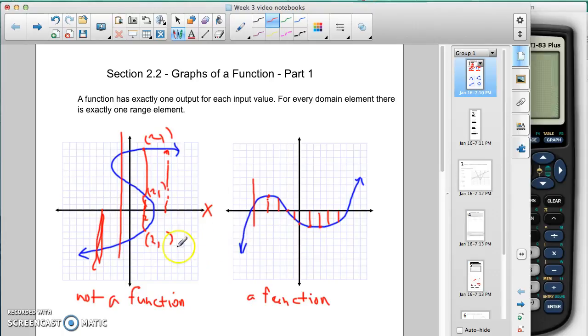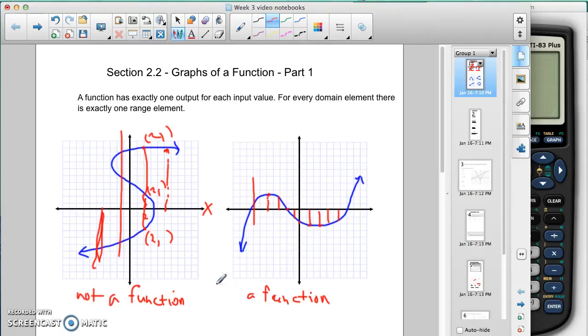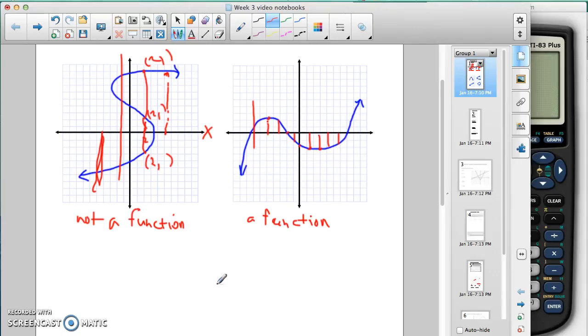In this test, if you can draw a vertical line and each vertical line only crosses the graph once, then it's going to be a function. If it crosses the graph more than once, it's not going to be a function. So that's the vertical line test. Crossing once is a function. Crossing more than once is not a function. Right? Let's type that in here for you.